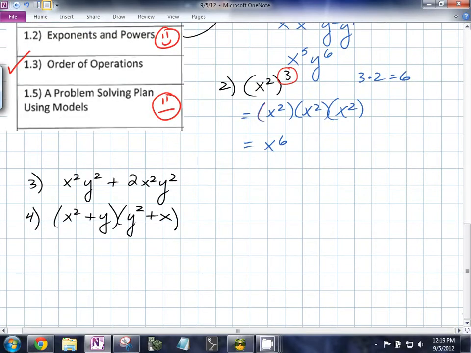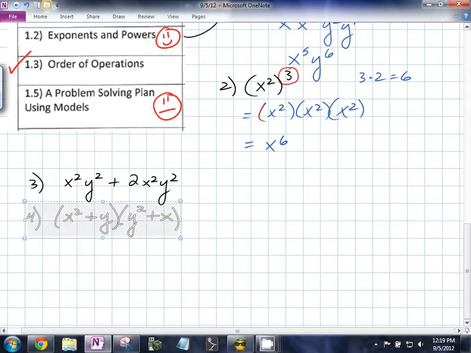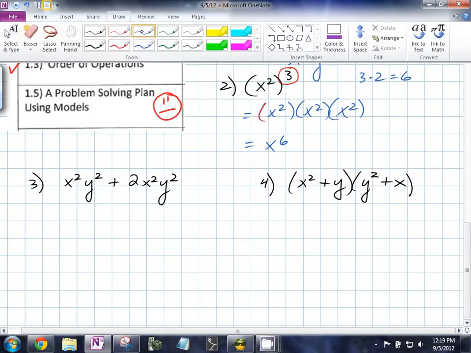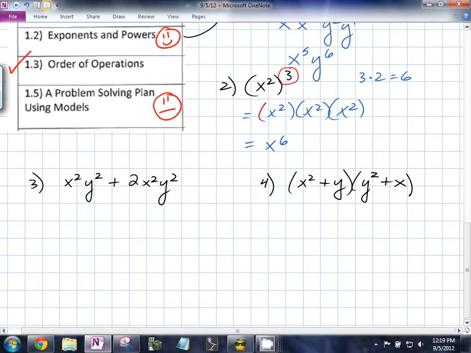Now what about this one right here? Are we multiplying anymore on number 3? We're adding. If you have 1 apple and you add 2 apples to it, how many apples do you have? 3. In this case, what's the apple in this case? X and Y. Not just x and y. Be more specific.